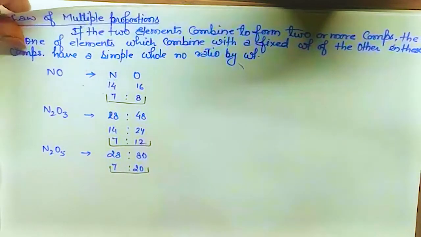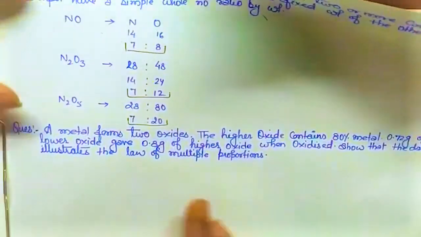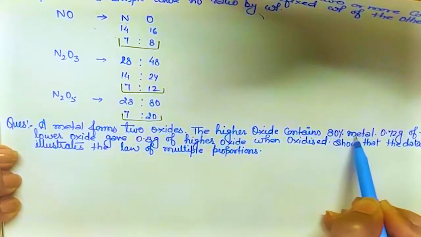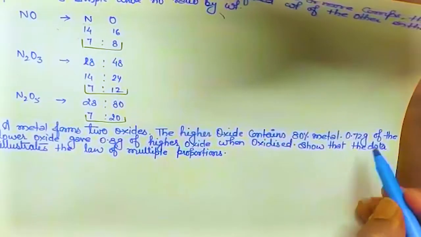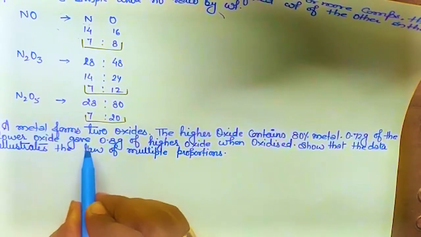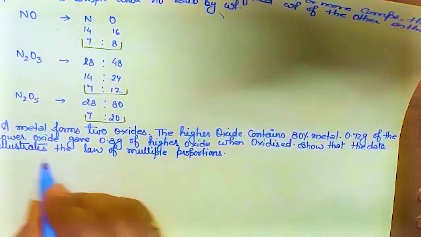So let's do a numerical on this. Okay, so there is a question. A metal forms two oxides. The higher oxide contains 80% of metal. Clear? And 0.72 gram of the lower oxide gave 0.8 gram of higher oxide. Got it? This line is important.